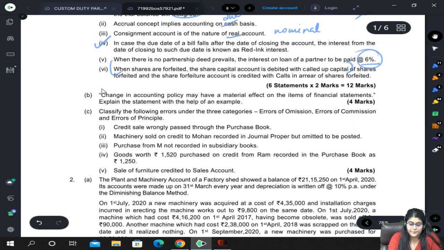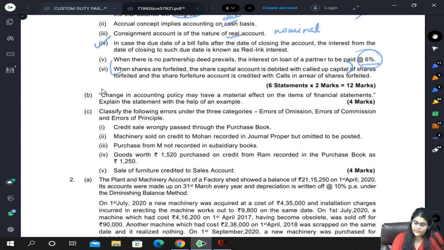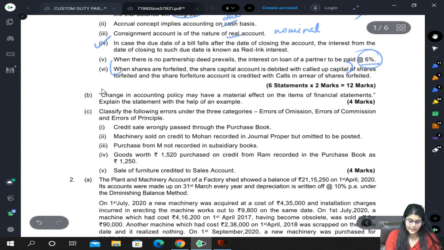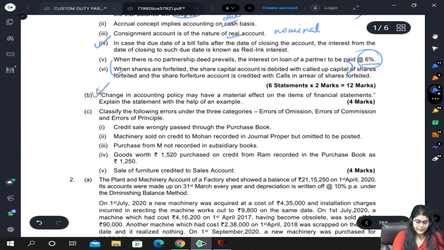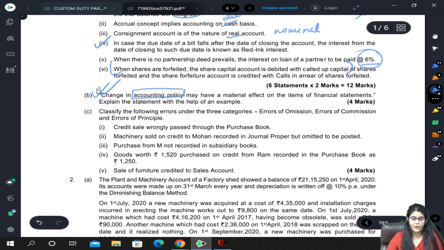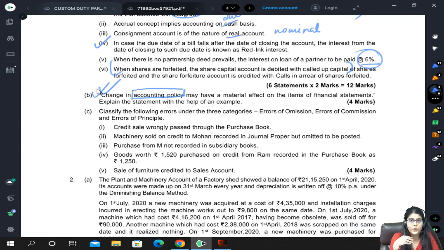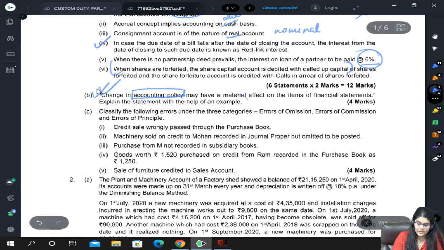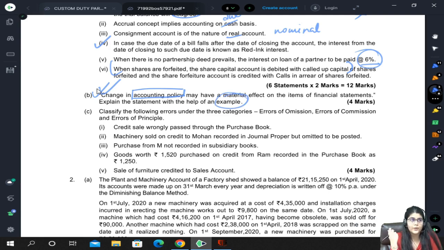Change in accounting policy may have a material effect on the items of financial statement. Explain the statement with the help of an example. This statement is more or less correct. First, in this answer, you should define or at least explain in one line what is accounting policy, and then give an example since they've asked for one. For accounting policy, you can talk about, let's say, inventory valuation, where you go from FIFO to, let's say, weighted average, or the other way around. So that is an example you can give.